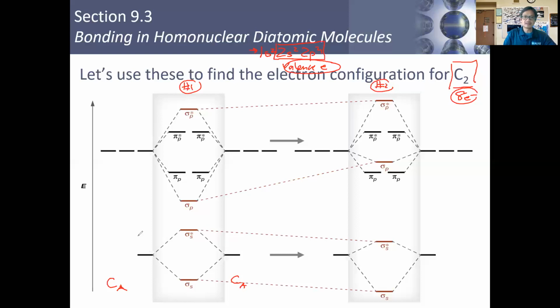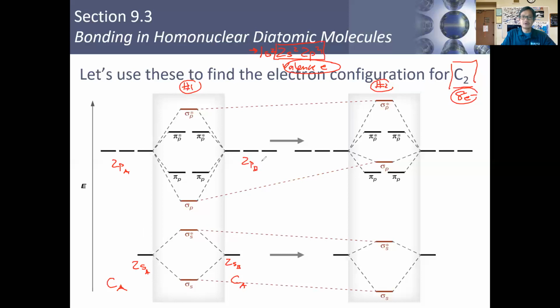These dashed lines here represent the atomic orbitals right now. So we have 2s orbitals from carbon A, 2s orbitals from carbon B. These atomic orbitals here are a little bit higher in energy. So this is the 2p orbitals from carbon A. This is the 2p orbitals from carbon B.